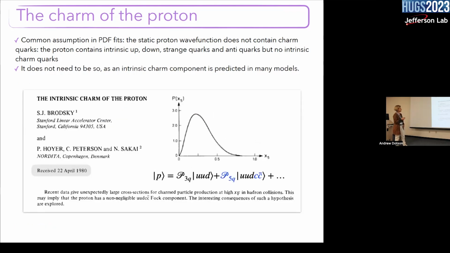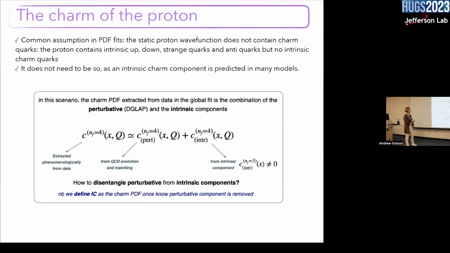But there were models, Brodsky and collaborators in the 80s, showing that in many models you do have an intrinsic component of the charm inside the proton. So you have this extra operator with c c-bar inside the proton and so on. And there were many years of discussion. So the question, which some of you pointed out, is: is it possible to disentangle an intrinsic charm component from a perturbative component in a PDF fit?